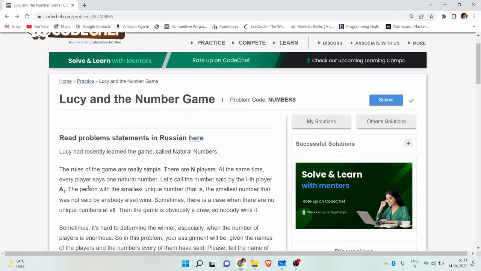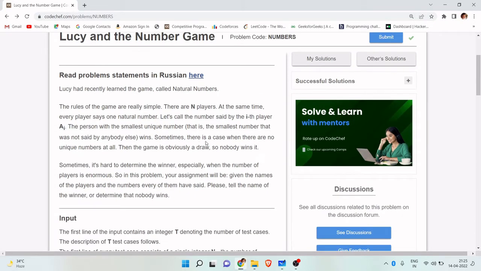Means the problem states that I need to find the unique numbers. Sometimes there is a case when there are no unique numbers at all. In that case, the game is obviously a draw, so nobody wins. Sometimes it's hard to determine the winner, especially when the number of players is enormous. So in this problem, your assignment will be, given the names of the players and the numbers every one of them has said, to tell the name of the winner or determine that nobody wins.